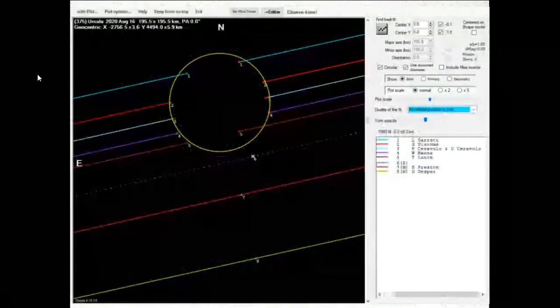This is a more recent occultation, by 375 Ursula in August of last year. I'm number 5, the brown line just above the dotted line. And you see here, in this case, the yellow circle is a fairly decent fit. But one thing I discovered is that there's a good-sized chunk missing out of the south side of this asteroid.